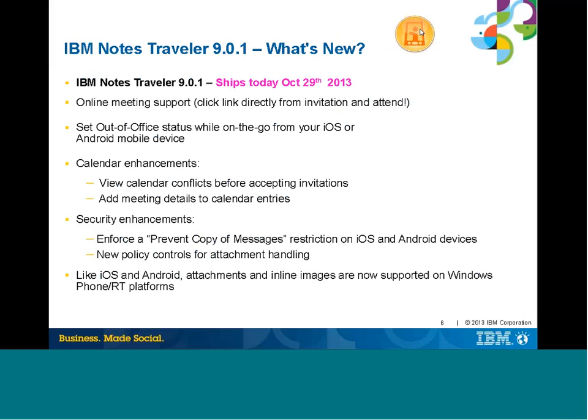It's very exciting. So with this new release of Traveler, we add the ability to do online meeting support. So from your calendar invite, you're able to click directly on the meeting URL and attend right from there. We also allow you to set the out-of-office status while on the go. Something that previously you had to go back to your desktop to be able to set your out-of-office notification, but now if you've already left for your trip and you forgot to set out-of-office, you can do so on iOS and Android devices. Several enhancements for your calendar.